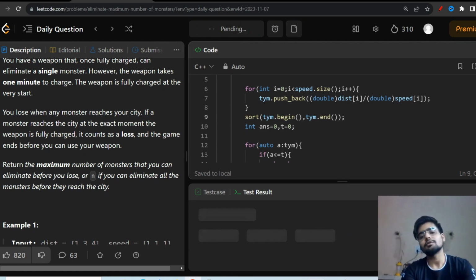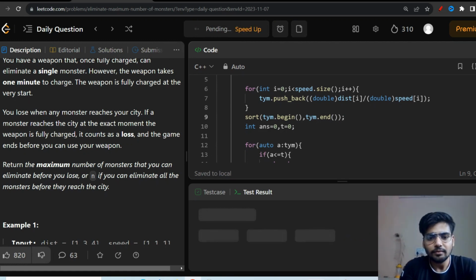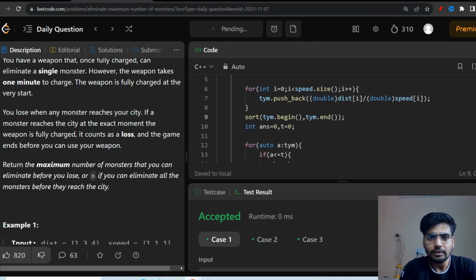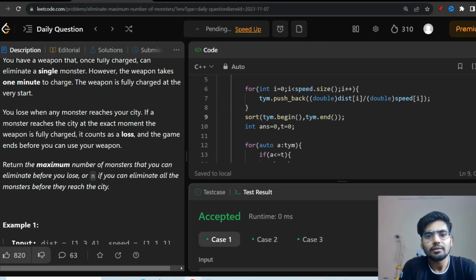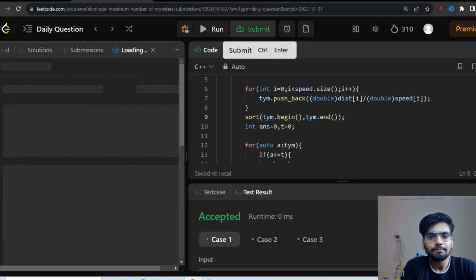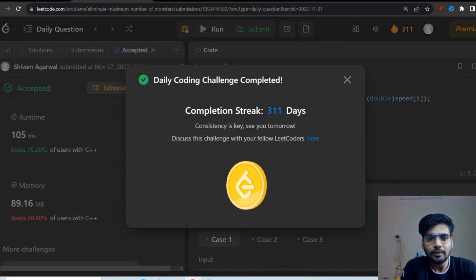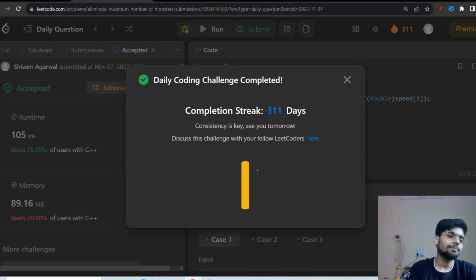Let's run our code. Yes guys, it's going to be accepted. Now we submit our code. So our daily leetcode challenge is completed. Please submit your solution also and be with us.